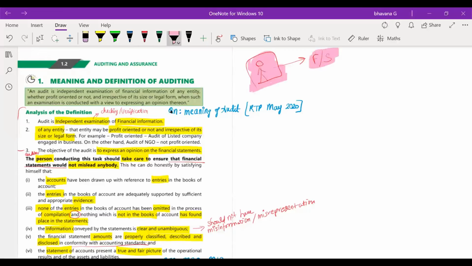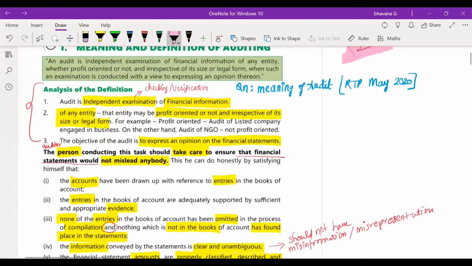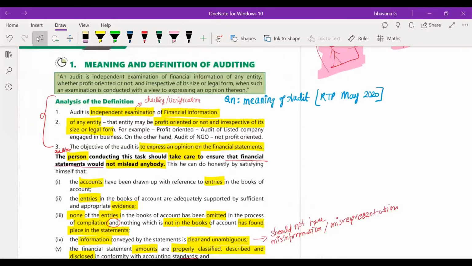Which company's financial statements will this auditor go and audit? In the second point, they have told you that the auditor has to examine the financial statements of any entity. Any entity here means every entity. It may be profit oriented or not profit oriented. It may be a bigger company or a smaller company, whatever its legal form may be. It may be an NGO also. Whatever kind of entity it is, the auditor has to go and examine their financial information.